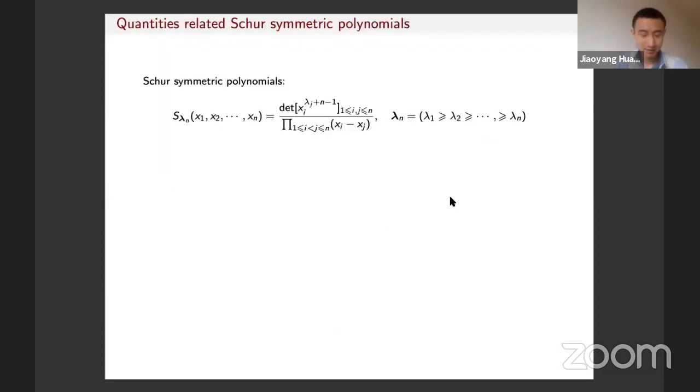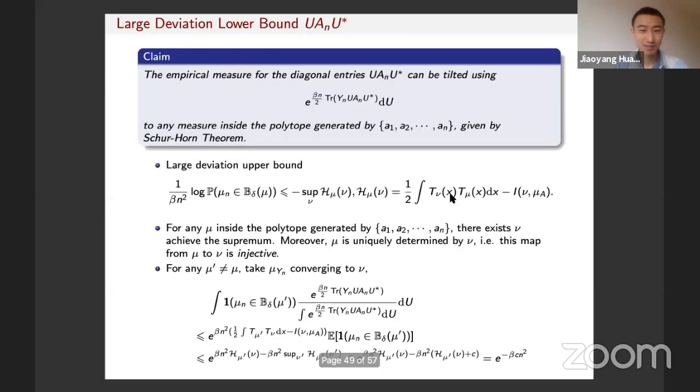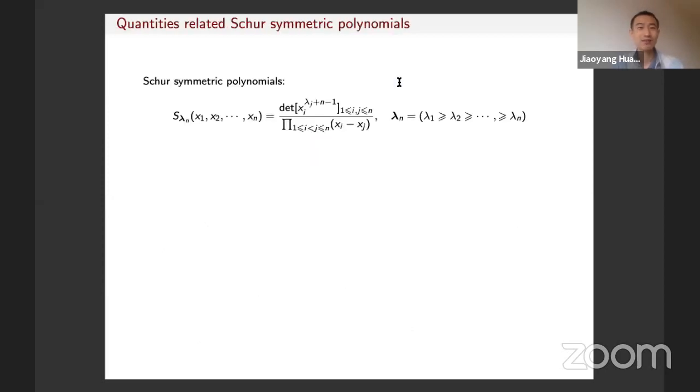One can use the same method to consider the quantized versions of those problems, like the quantized version of U A U star, and the quantized version of U A U star plus V B V star. Actually, it will give us some large deviations for quantities related to Schur symmetric polynomials. Since I almost ran out of time, I think I can stop here. If you are interested in those quantized versions, you can check out our paper on arXiv. Thank you.